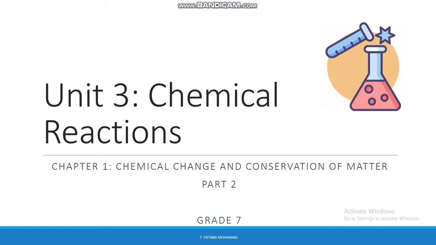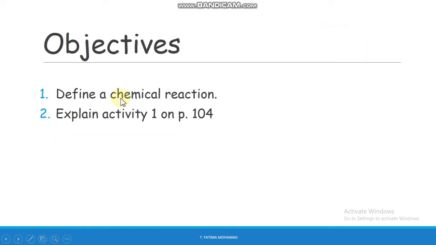Hello grade 7. Today we're going to discuss the second part in chapter 1 in unit 3, and the objectives of our session today is to define a chemical reaction and explain activity 1 on page 104.